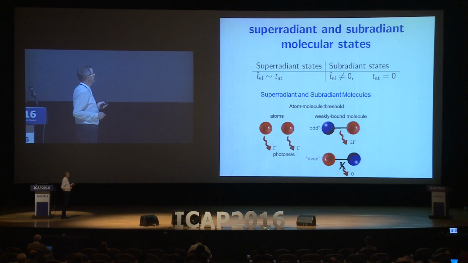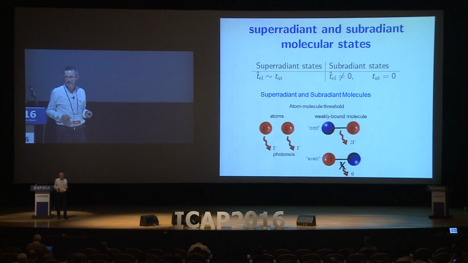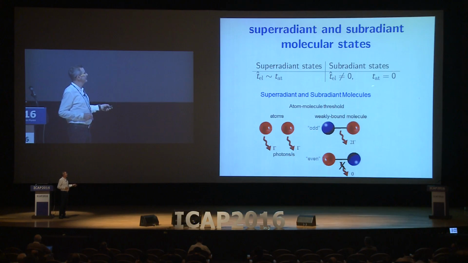And I will introduce the definition of superradiant and subradiant states. We will call superradiant states those for which the electronic transition moment is proportional to the atomic transition moment. And then subradiant are such that the atomic transition is strictly forbidden, still the molecular transition is allowed. Okay? And this is illustrated here. If the decay for atoms is gamma, in the case of superradiant it is 2 gamma.